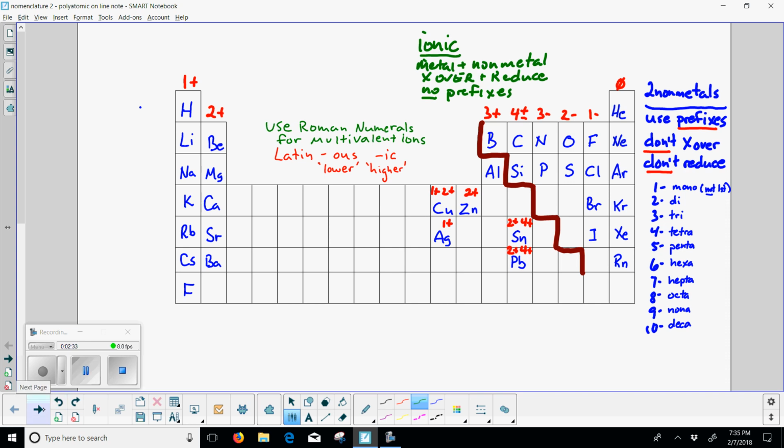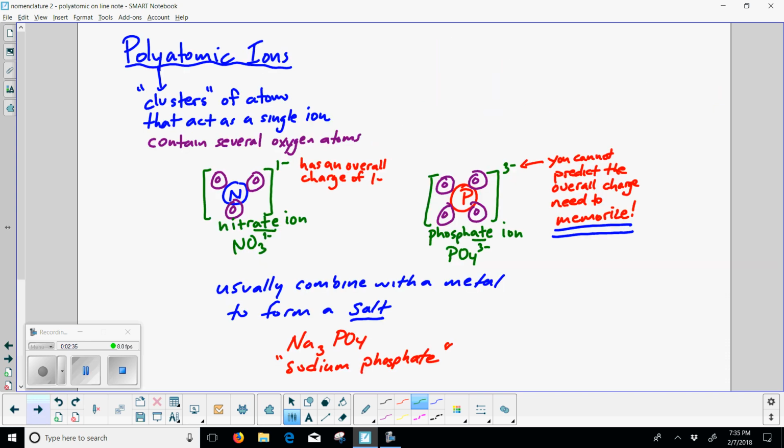Well, let's look at some other types of ions. What we have here are pictures of two polyatomic ions. Polyatomic ions are clumps or groups of atoms that stick together, and they have an overall charge. Because you have an overall charge, they're called ions. Because there's many atoms, we call them polyatomic. So here are a couple of examples.